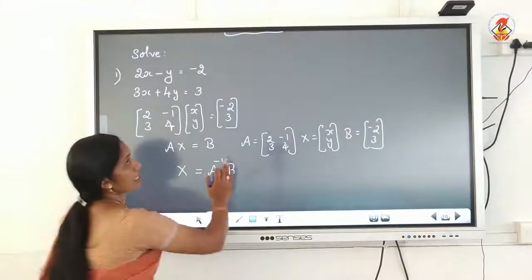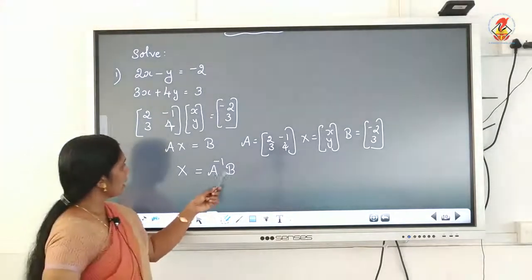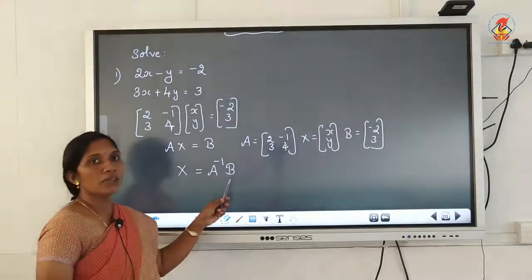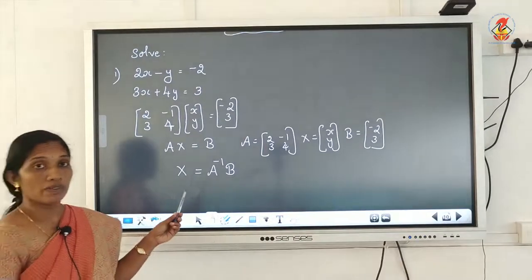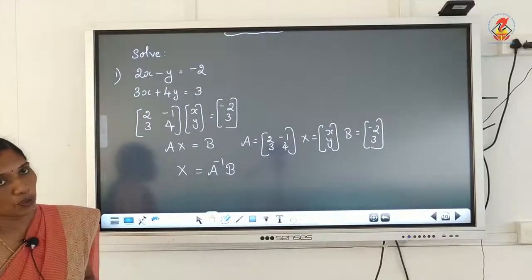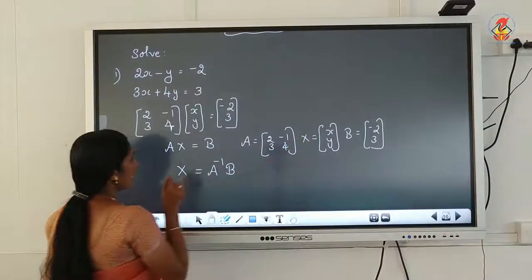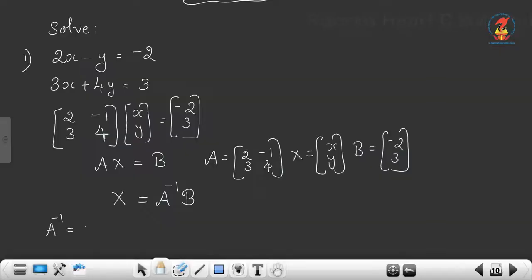So you have to learn this. X is equal to A inverse into B. And don't write B first and A inverse second, because matrix multiplication is not always commutative. So write like this always: X is equal to A inverse into B. So first we have to find A inverse. B is already here. A inverse means adjoint of A by determinant A.